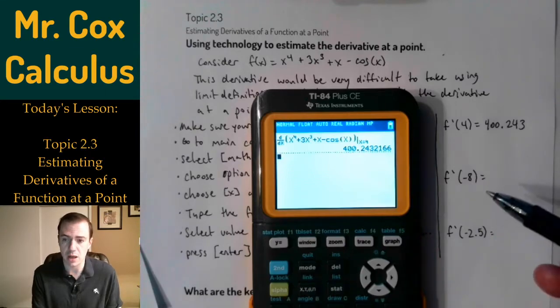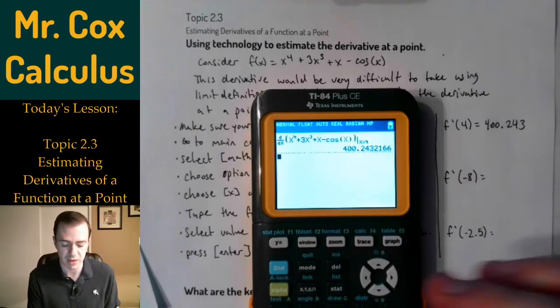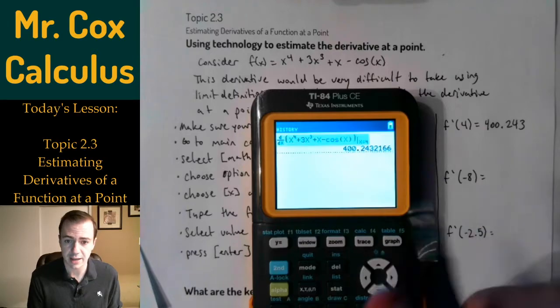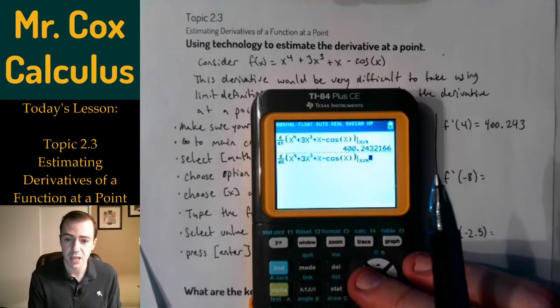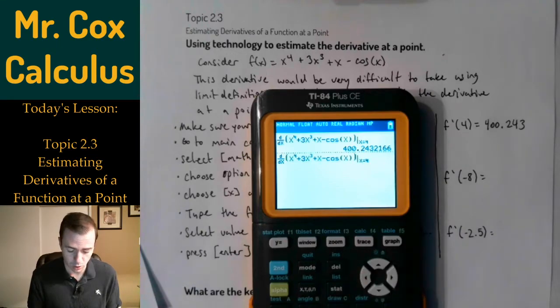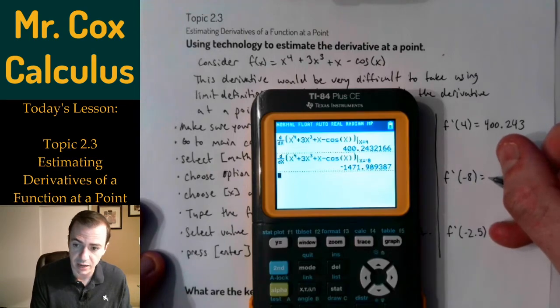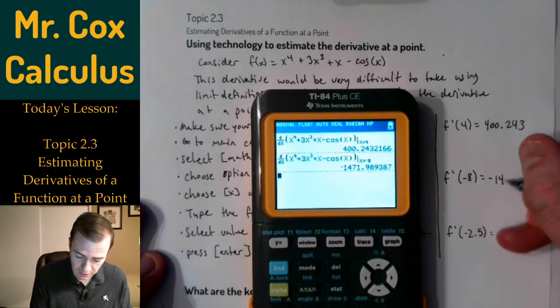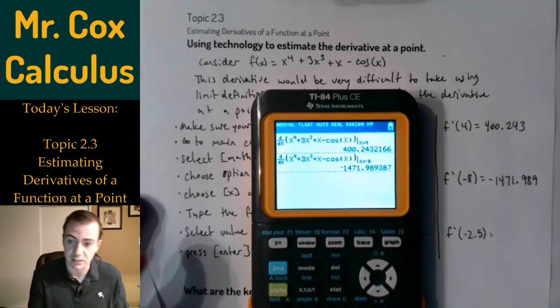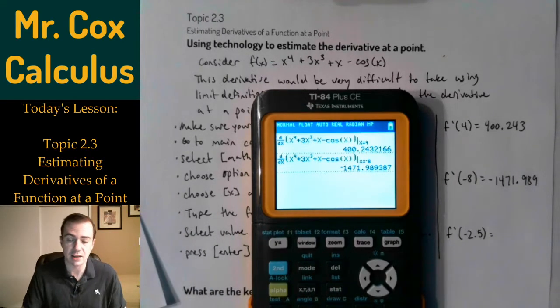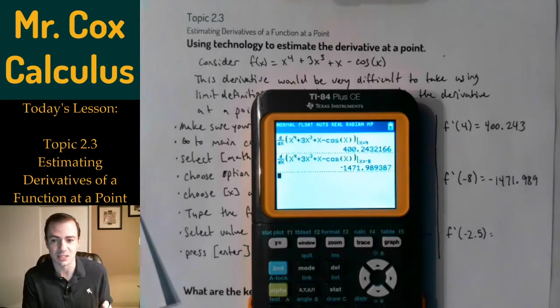Well, now I need to know f prime of negative 8 and f prime of negative 2.5. Fortunately, I can scroll up and highlight what I typed in there. It'll reproduce it, and now I can go and change the 4 to negative 8, press enter, and I can see f prime of negative 8 is negative 1471.989, and because it's negative, that implies that at negative 8, that function is decreasing at a very, very steep rate, even steeper than it was increasing at 4.